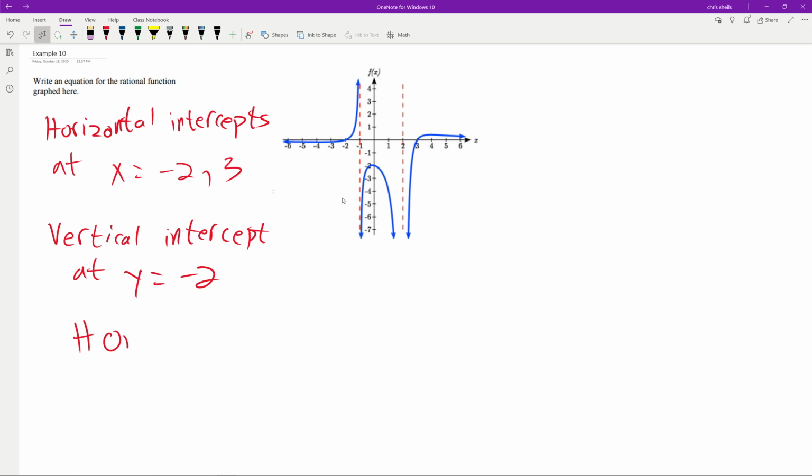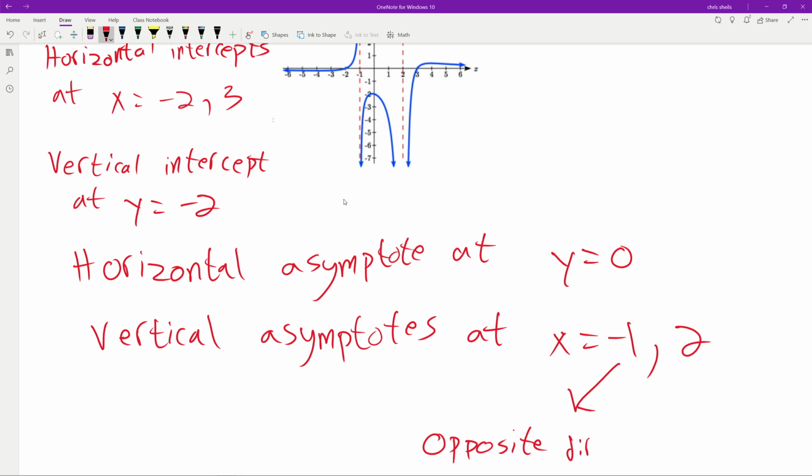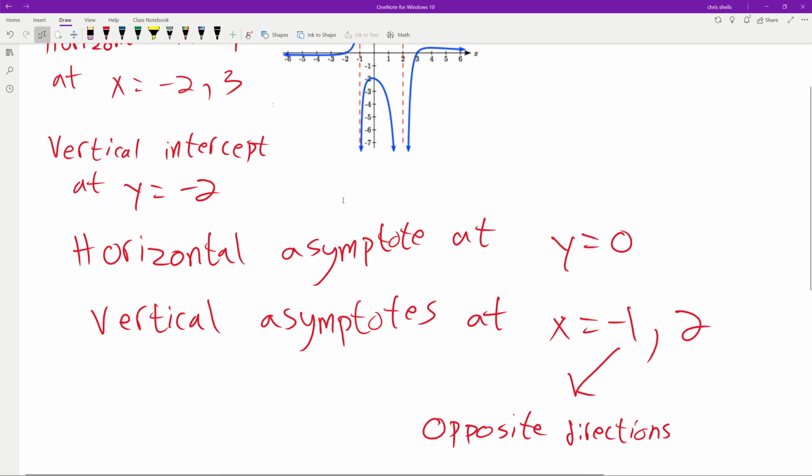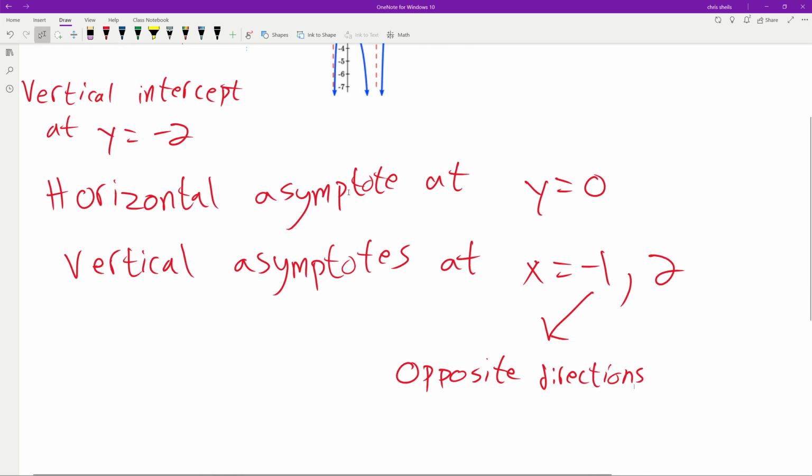Notice at this x equals -1 asymptote, the branches are going in opposite directions. This implies that there's an odd power on that asymptote, or on the factor that gives us that asymptote in the denominator. And at x equals 2, the branches of this graph are going in the same direction. This means that there is an even power on the factor that gives us this particular asymptote.